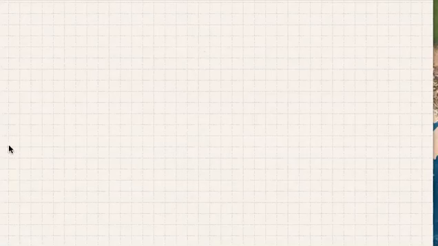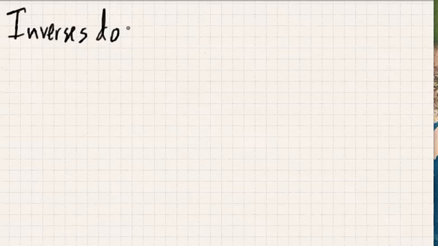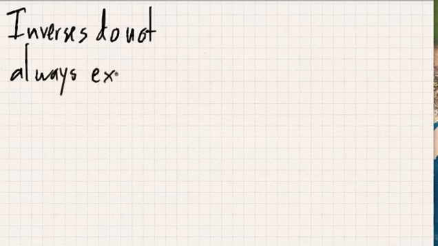Okay, so I would just like to make a couple more comments about matrix inverses. First of all, inverses do not always exist. And when does this happen?